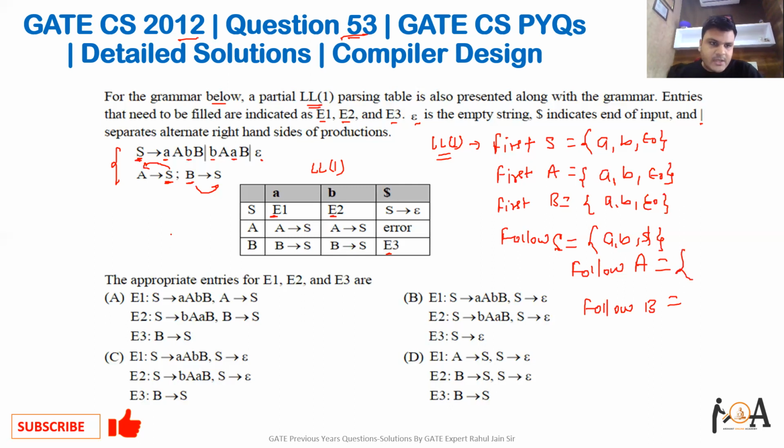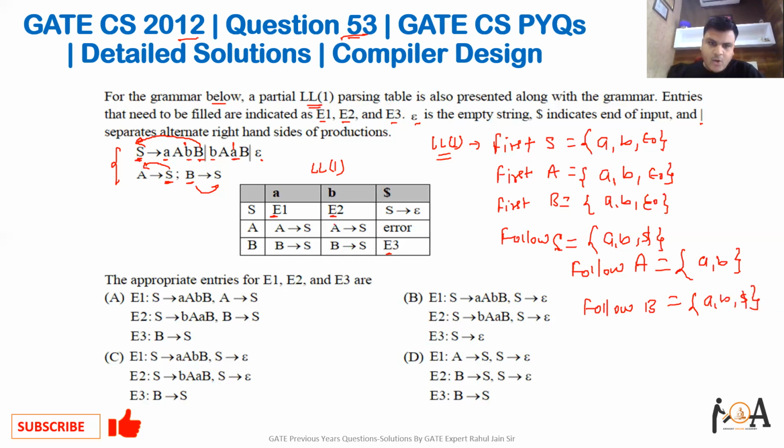Now follow of A. You can observe here on the right hand side, follow of A is A and follow of A is B. So follow of A is A and B. And follow of B you can calculate here is nothing but whatever follow of S is, because on the right hand side we have B in the last position. So follow of B is A, B and dollar.